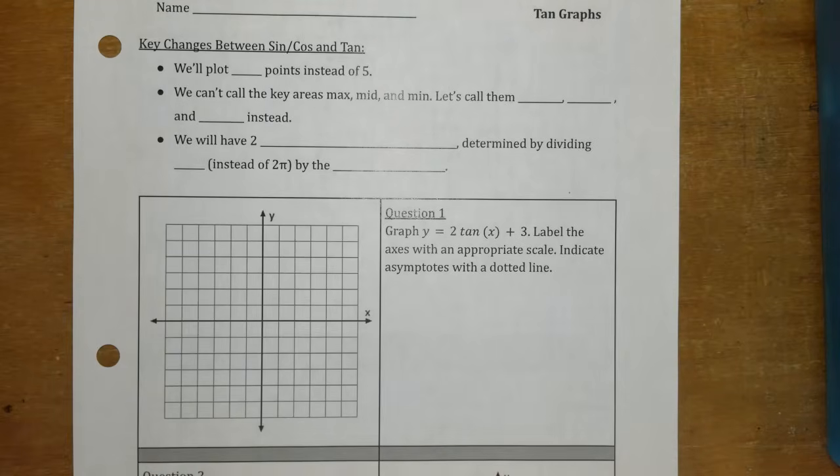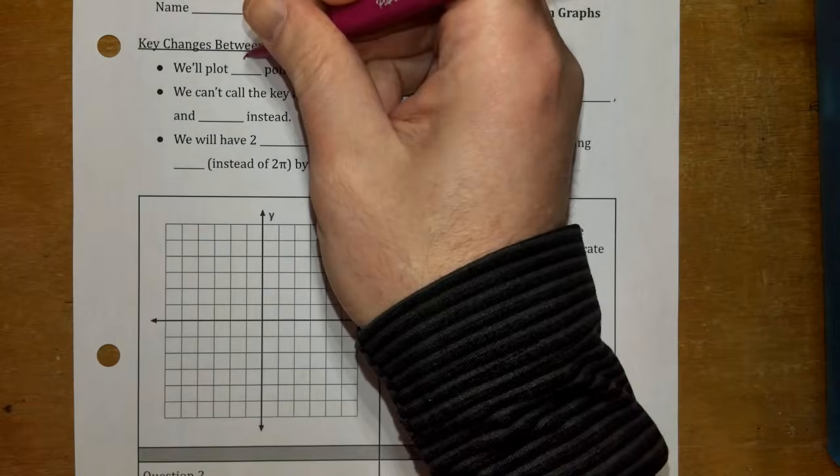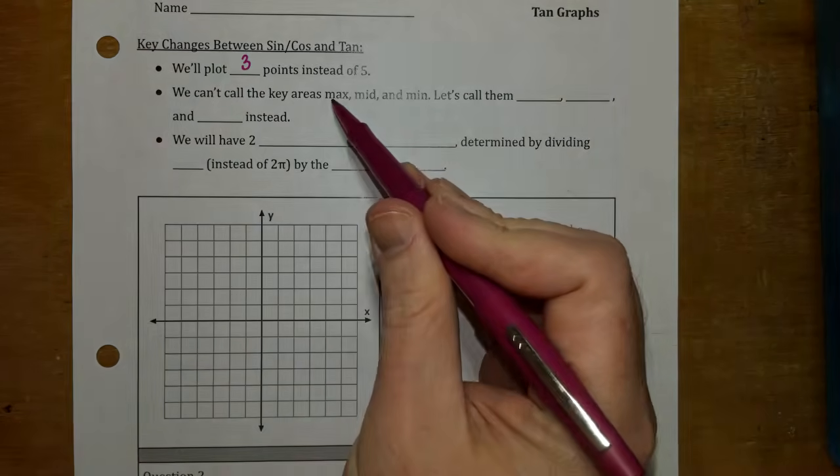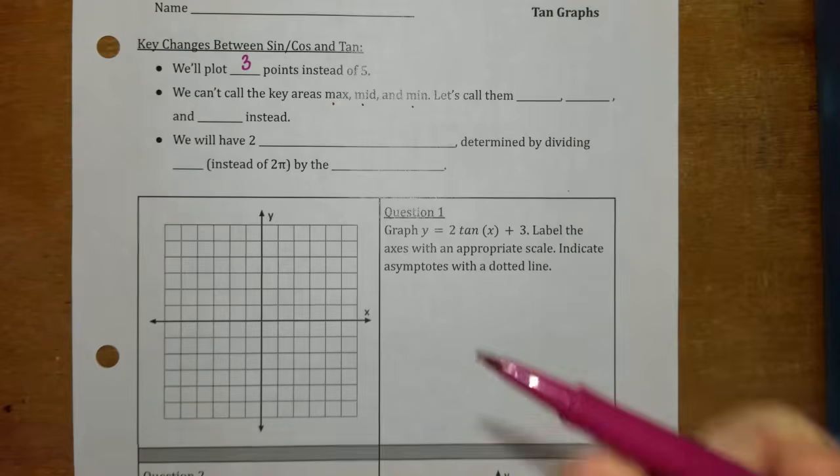Alright, so today we're talking tan graphs. There's some major differences for tan, that's why we do it separately. The first difference is that we only have to plot 3 points instead of 5. The second major difference, we can't use the terms max, mid, and min. We'll see why in a minute.